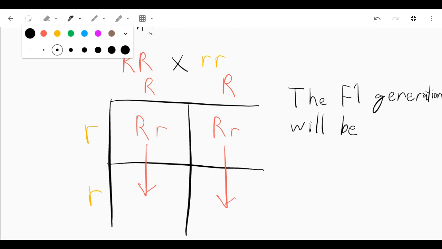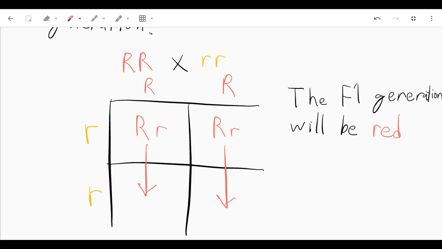And remember that red is the phenotype, okay? Because the genotype of the individuals is going to be heterozygous.